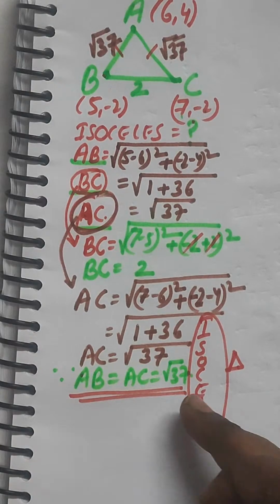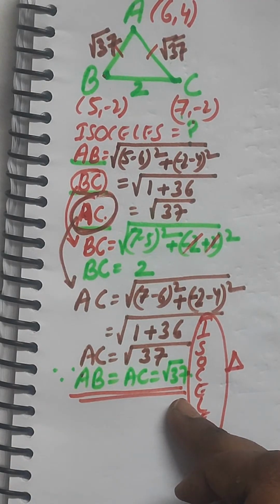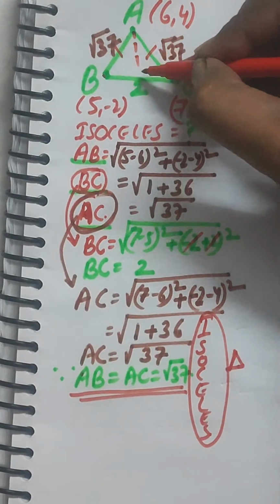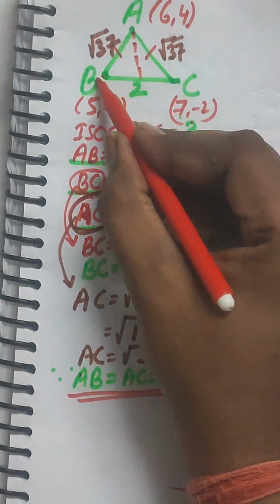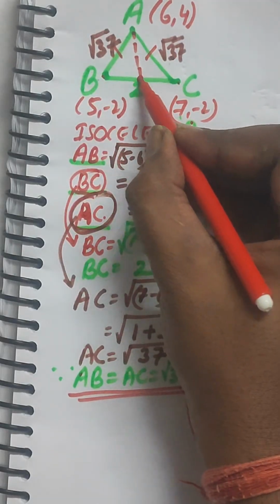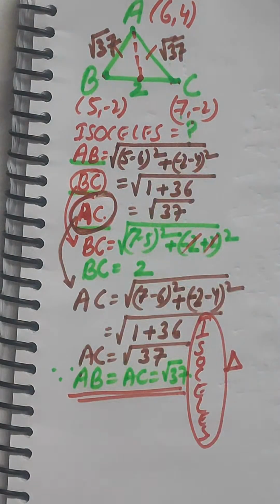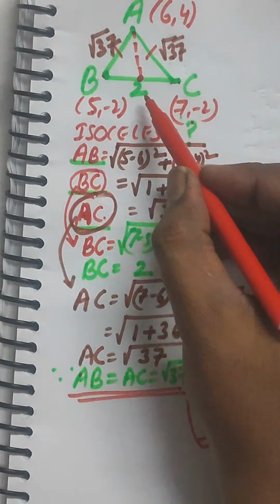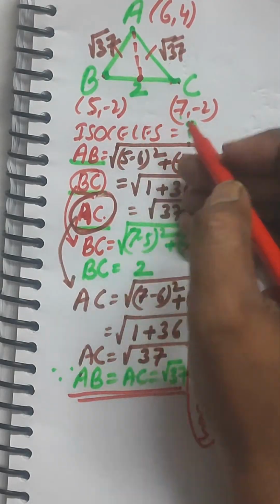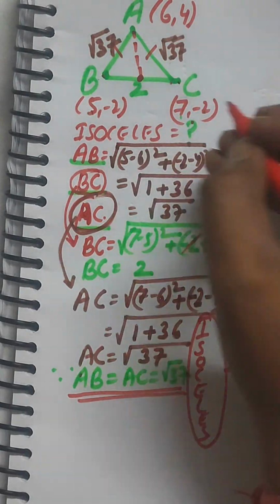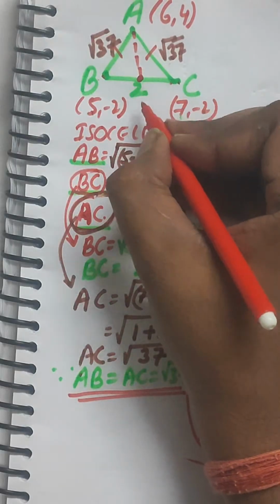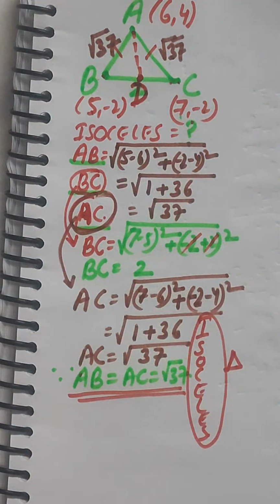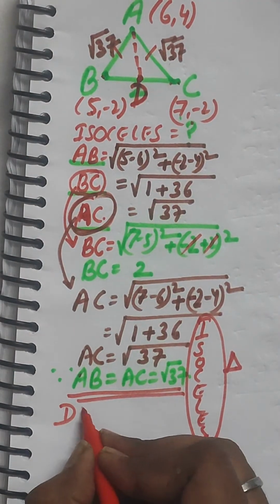Now, coming to the second point, we need to find the median through A. So the median through A will be coming like this, and it will be hitting BC at this point, and this will be the center of the line BC. So if you know the coordinates of B and C, then the coordinates of this point, let's say this is D, can be easily calculated.